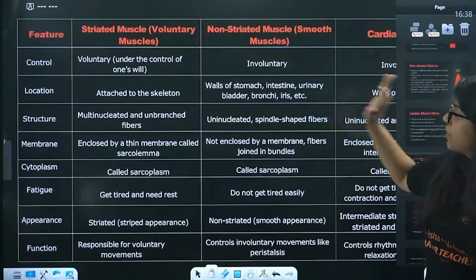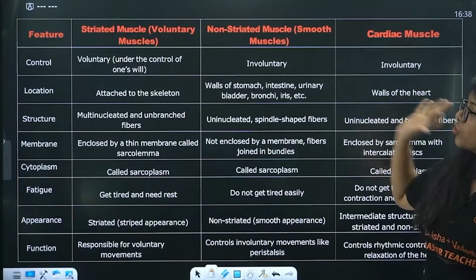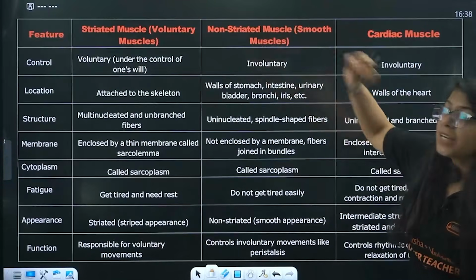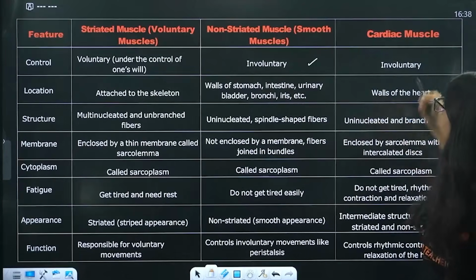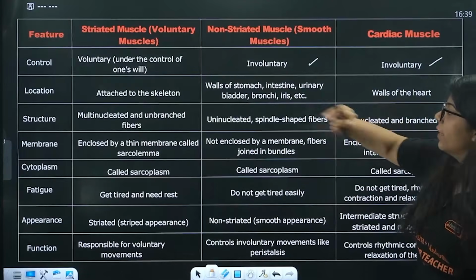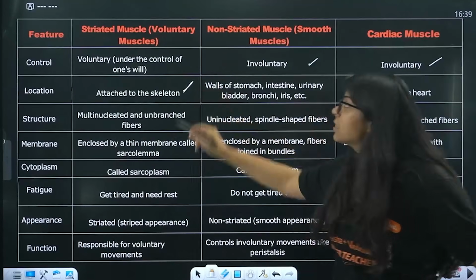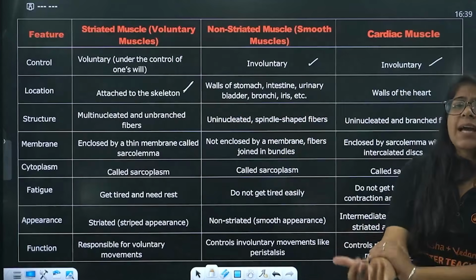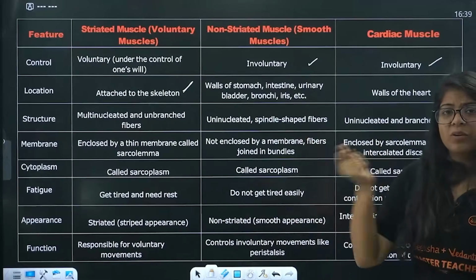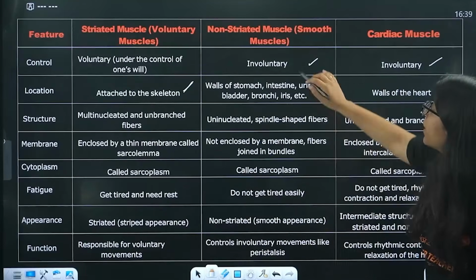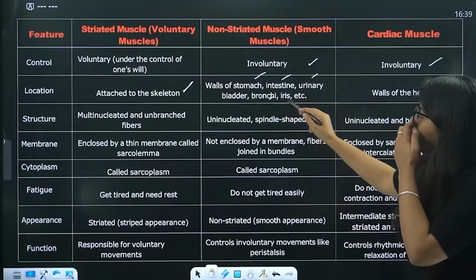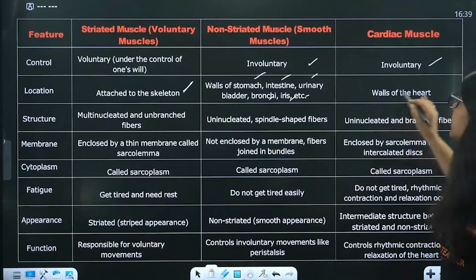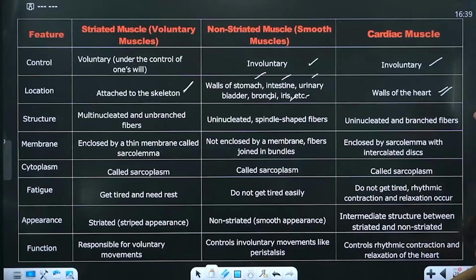Then beta, this is the basic difference. You can take a screenshot as well. See, striated muscles are voluntary. Non-striated are involuntary. Cardiac muscles are involuntary. Striated muscles are attached to the skeleton, obviously, that's why I am moving my hands. But non-striated muscles are in the walls of the stomach, intestine, urinary bladder, bronchi, iris, etc. Cardiac muscles are only found in the walls of the heart.